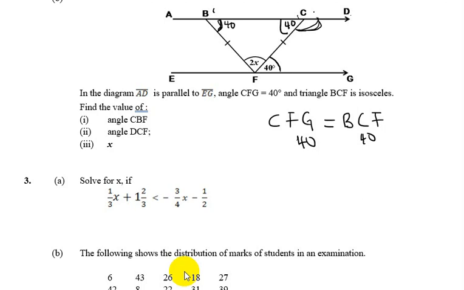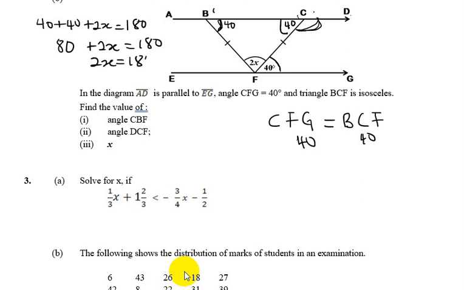So 40 plus 40 plus 2x should give us 180. So we are going to get 80 plus 2x should be equal to 180. So 2x should be equal to 180 minus 80. Then we are going to get 2x being equal to 100. Then we are getting x to be equal to 50. So it means that the x here is 50. So it will make the full angle here 100.